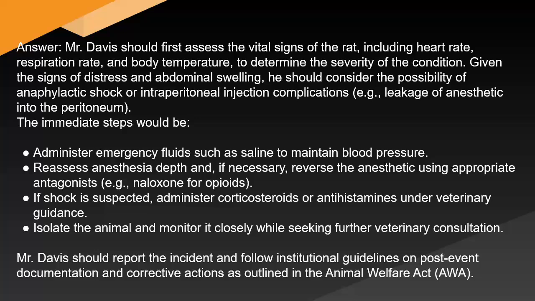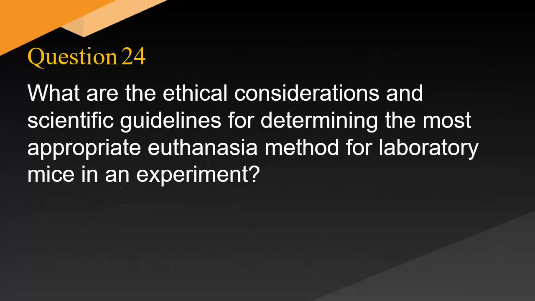The immediate steps would be: administer emergency fluids such as saline to maintain blood pressure, reassess anesthesia depth, and, if necessary, reverse the anesthetic using appropriate antagonists, e.g., naloxone for opioids. If shock is suspected, administer corticosteroids or antihistamines under veterinary guidance. Isolate the animal and monitor it closely while seeking further veterinary consultation. Mr. Davis should report the incident and follow institutional guidelines on post-event documentation and corrective actions as outlined in the Animal Welfare Act.